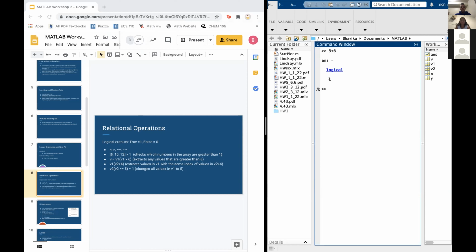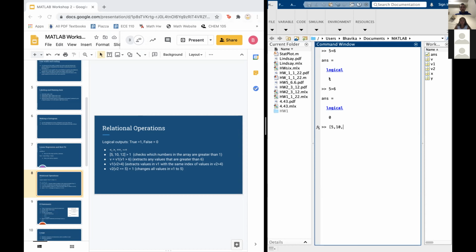But if we said something like 5 is greater than 6, then it would give us a logical output of 0, which means false. Similarly, you can do this with the greater than symbol, the double equal to symbol, which is just equals, and then the not equal to symbol. Something else you can do with this is you can do it with a matrix.